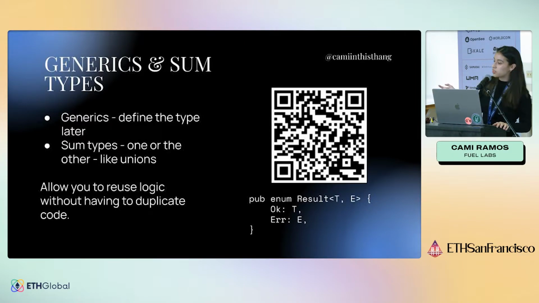And then the second portion of this is sum types, which is kind of like unions, where it's one or the other. So let's say you have this enum called result, right? And in a result, you could have either a successful or a not successful. That would be a sum type.